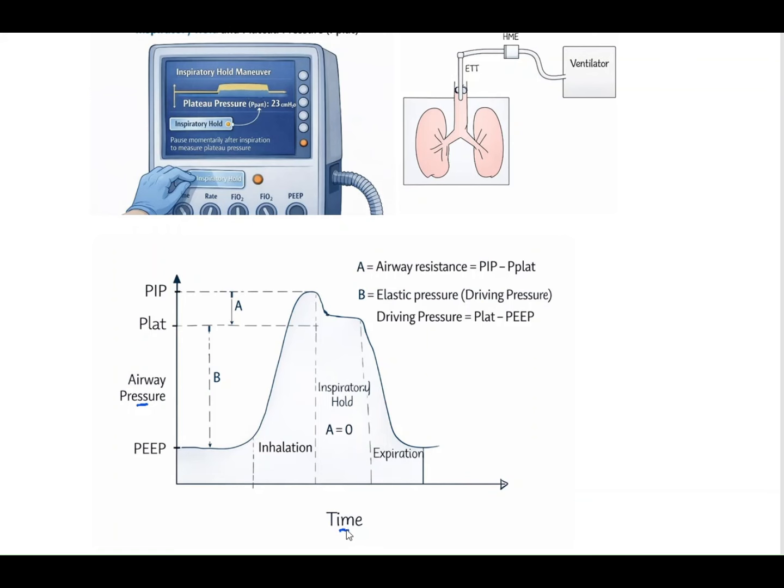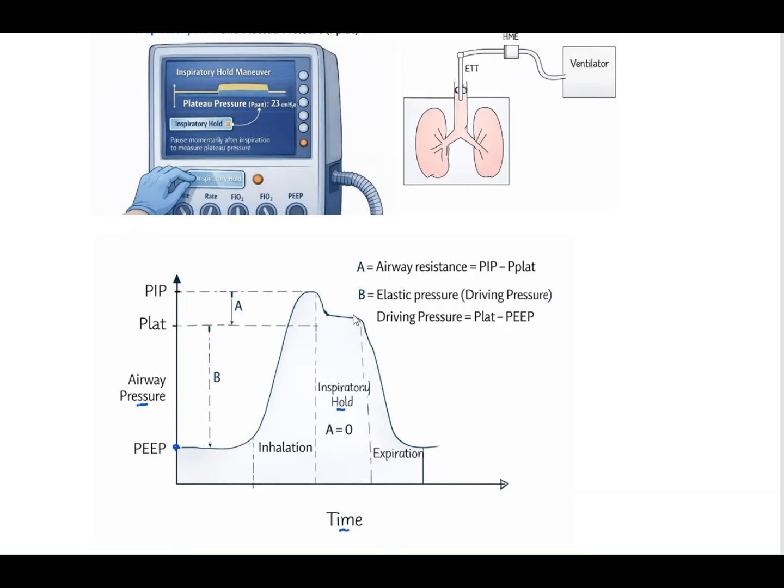We have the time. And if you look here, here's our PEEP, right? Remember, PEEP is what we set in ACVC mode. So we have our PEEP being set. During inhalation, the patient inspires, right? Once they finish inspiring, what do we do? We do what they call an inspiratory hold. Remember, by doing an inspiratory hold, what happens to the airway resistance? The airway resistance becomes 0. Very good.